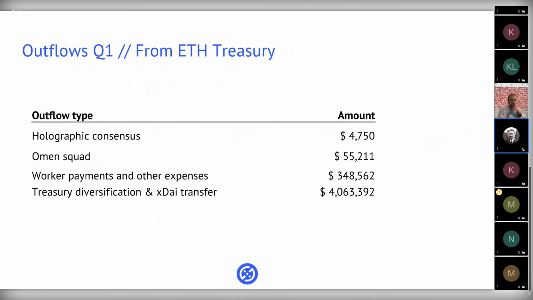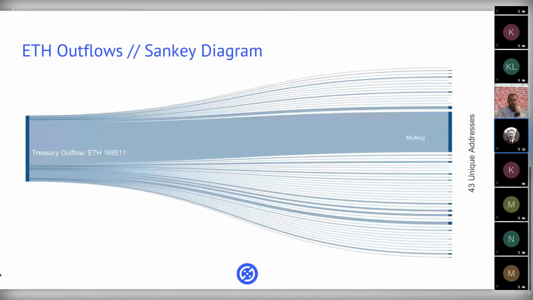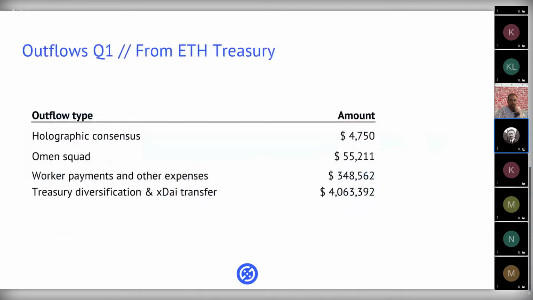Yeah, I think just the outflows here. So this was kind of looking at the ETH coming out of the treasury, or like flows out of the treasury. Like what exactly are those going to? And so you can see here, like most of the flows, if you look at the DXdao address, obviously most of the flows outwards were going to treasury diversification and XDAI transfer. That's why you saw that big band in the middle for the multi-sig. But you can look at kind of the worker payments and then maybe go, next slide here.